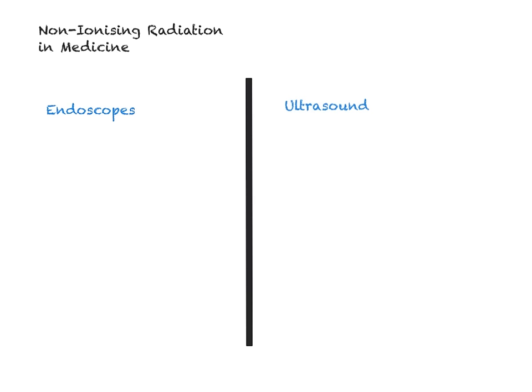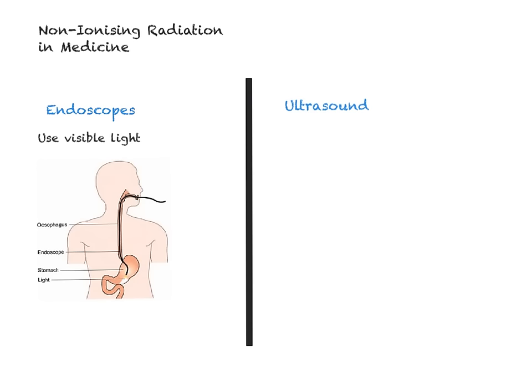Endoscopes use visible light in order to look inside the body. They work by using a very long optical fibre which is placed inside the body. The endoscope is inserted into the patient, and a camera on the end of the endoscope can use the light in order to send back an image to a computer.